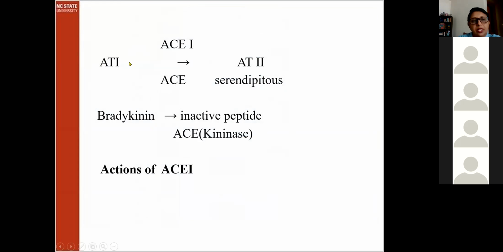Now again, angiotensin 1 is converted to 2 by angiotensin converting enzyme, so ACE inhibitors act here. I have told you ACE is the same as kininase, because bradykinin is converted to an inactive peptide by the kininase enzyme. So when we use ACE inhibitors, kininase is also inhibited. If kininase is inhibited, bradykinin will not be converted to an inactive peptide, so a lot of bradykinin will be there.